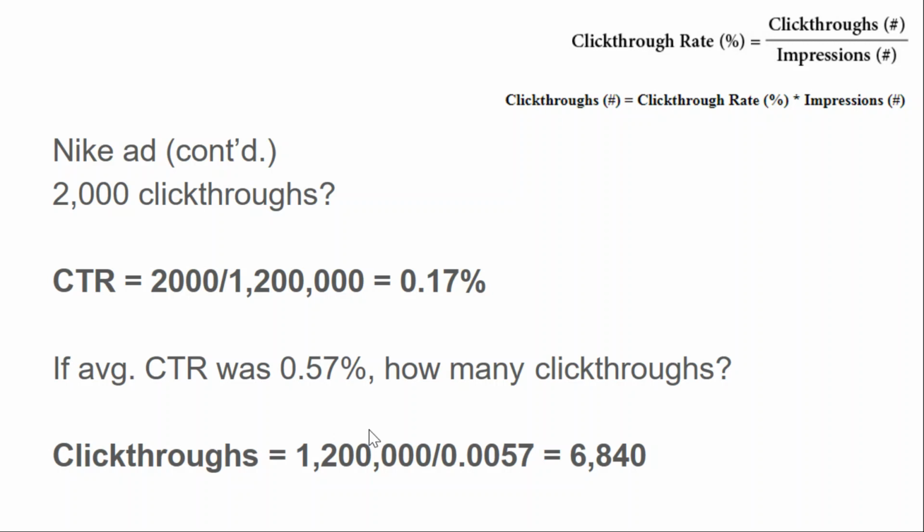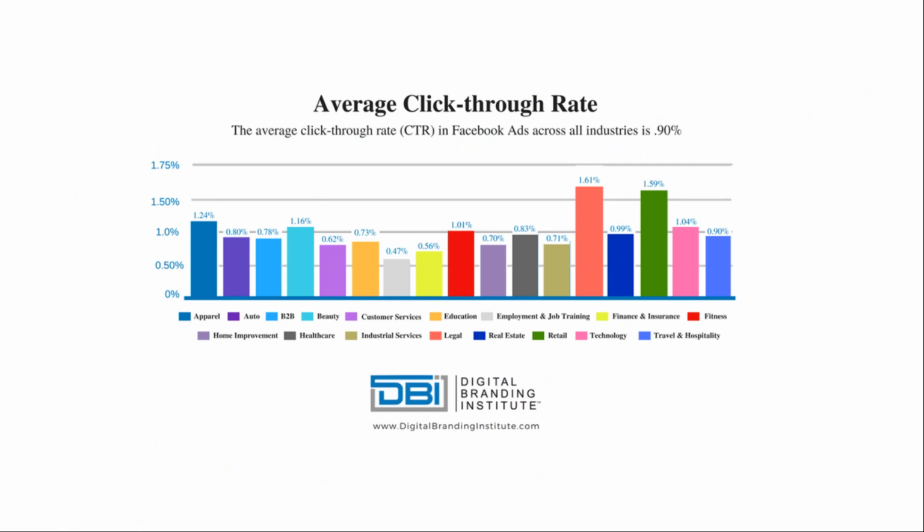So you can apply an average click-through rate to the click-through rate of any particular ad to compare the success or failure of it in getting people to click on it. Now we'll look at the average click-through rate. The highest is legal, 1.61%. Retail is 1.59%, and then we go down from there. Apparel is 1.24% there on the far left.